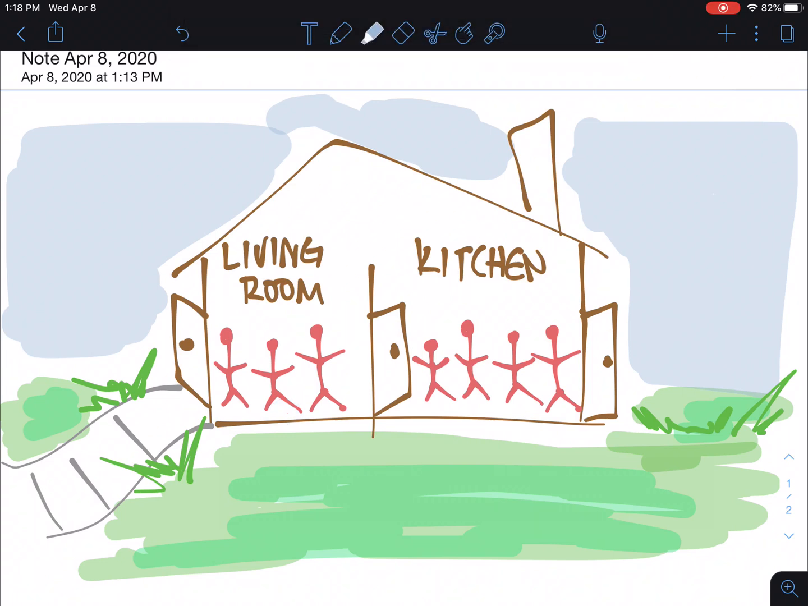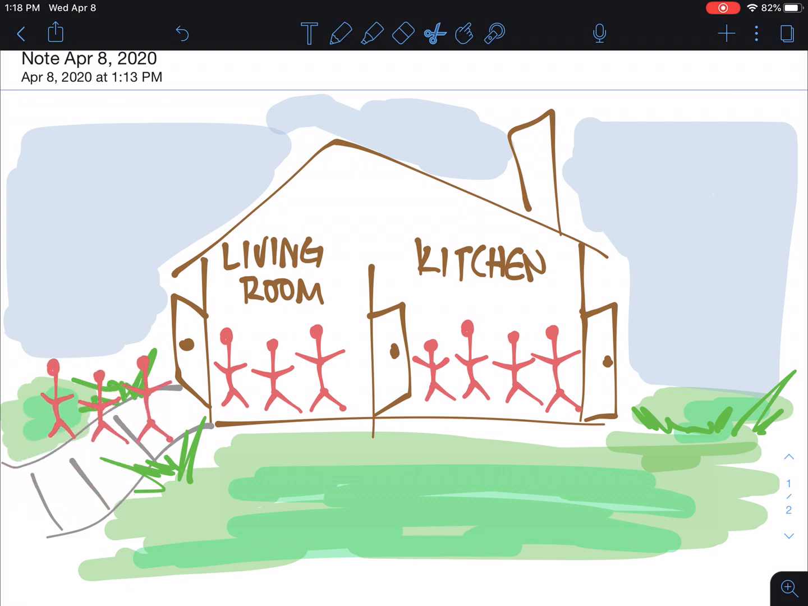All right, so we will imagine social distancing is all done and you're having a birthday party. So you have a house here, and we have a living room and a kitchen, and we have people in both areas. So let's say that currently we're kind of at this balance. It's a nice looking balance with the house, not too many people.